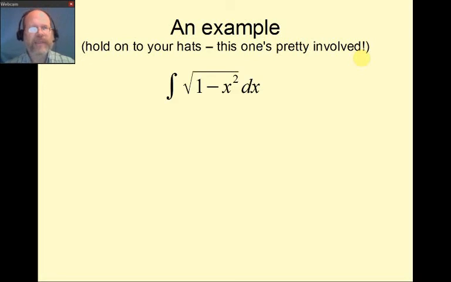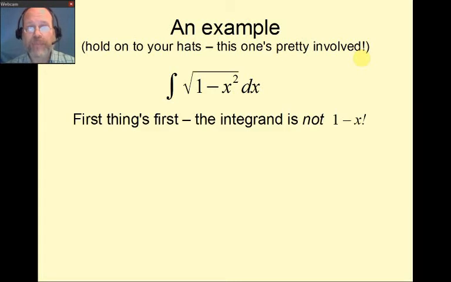Our integral is the integral of the square root of 1 minus x squared dx. And what I'm going to do, of course, the thing that's being squared is the x, 1 minus something squared. The first thing to realize is that this integrand is not 1 minus x. I know that's tempting. Believe me, I know. But if I could just break a square root up like this, life would be a lot easier.